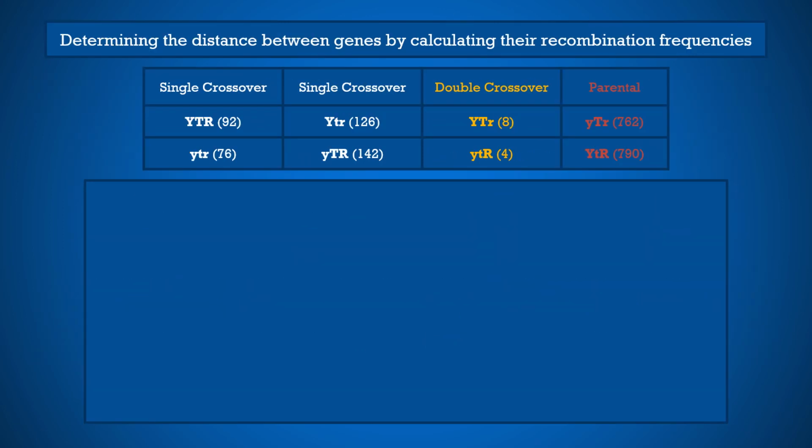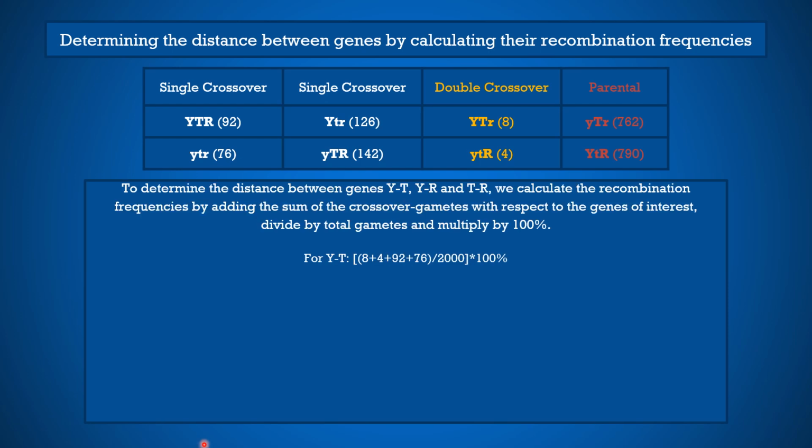Now we're going to determine the distance between genes by calculating their recombination frequencies. To determine the distance between the genes, Y to T, Y to R, and T to R, we calculate the recombination frequencies by adding the sum of the crossover gametes with respect to just two of the genes of interest at a time. And then we divide by the total gametes and multiply by 100%.